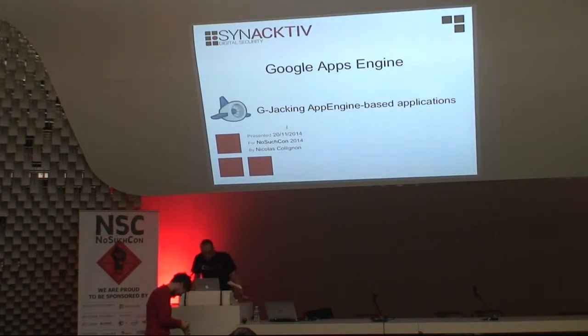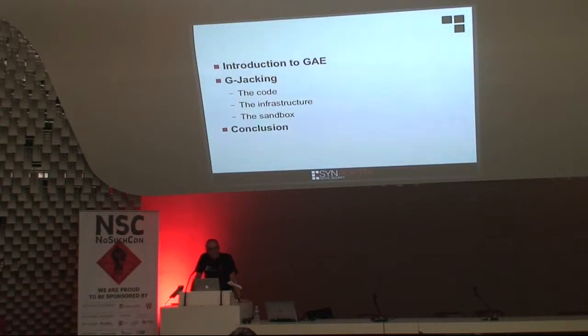So today I'm going to talk about Google App Engine security. The talk is divided into three parts. The first part is about what kind of mistakes developers can make when implementing a Google App Engine application. The second part is about the specific aspects of Google App Engine regarding the infrastructure. It's more about tips you can use when doing a pen test. And the last part is a study of the sandbox security implemented by Google.